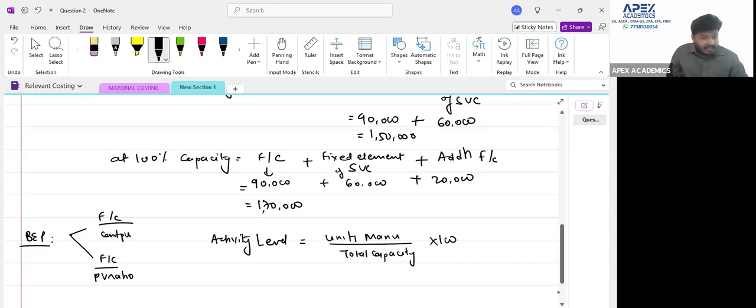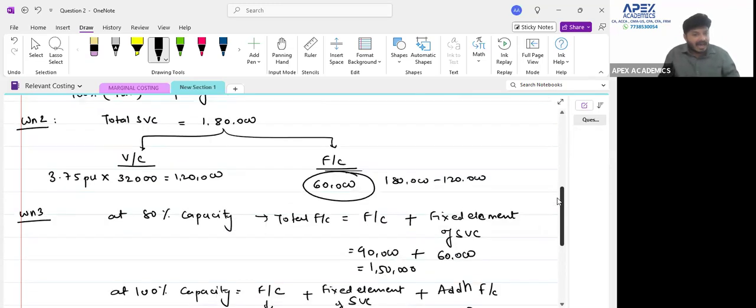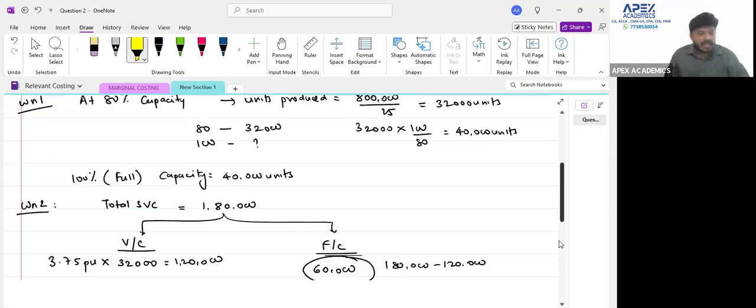Now, activity level as such hints towards break-even point in units. Please understand this logic first. On the understanding of this logic, what will I do? I will ask myself first, what are my variable costs? Material cost of 7.5 is variable. Labor cost of 6.5 is variable. And the semi-variable element of 3.75 is also variable, the variable element inside it. So what are my variable costs?